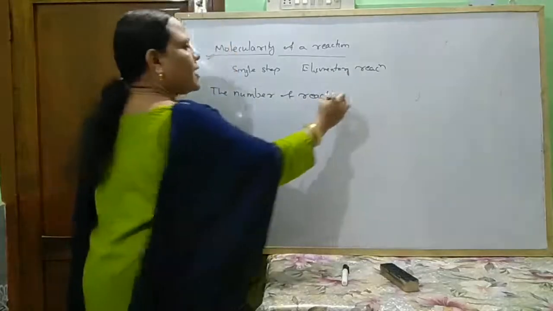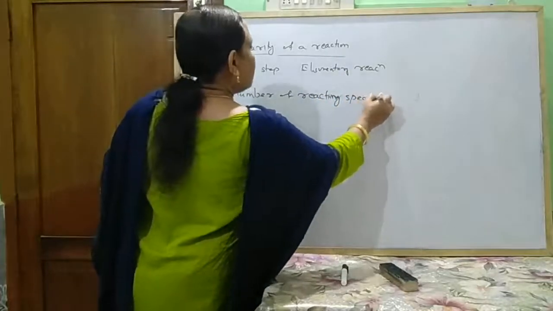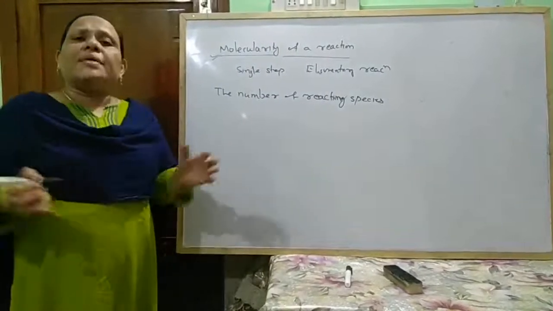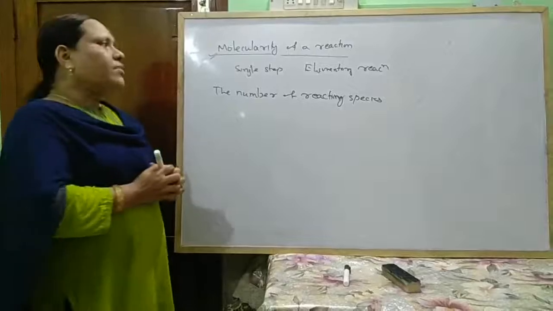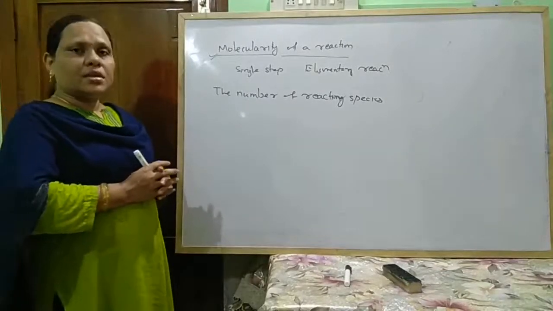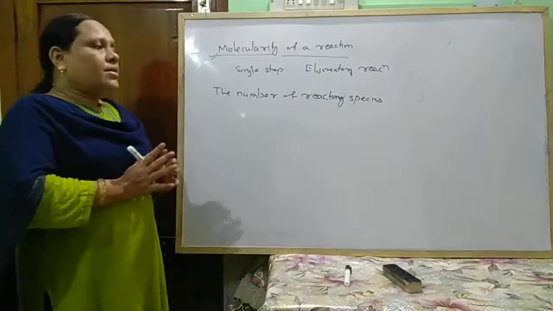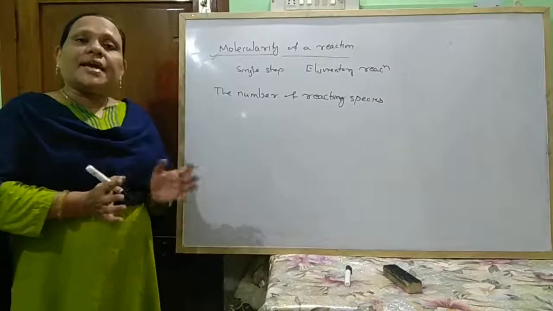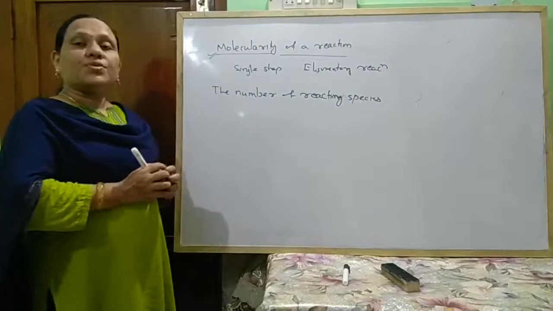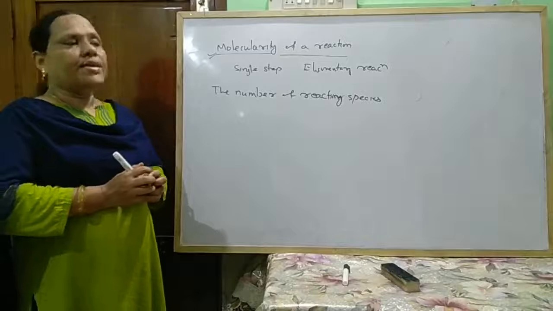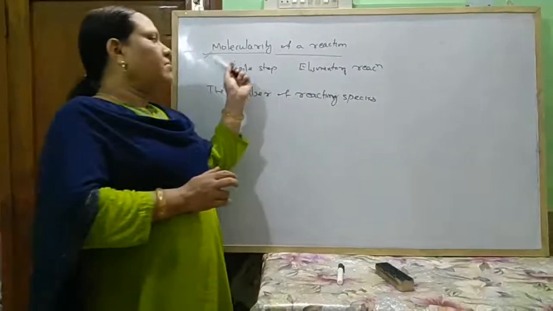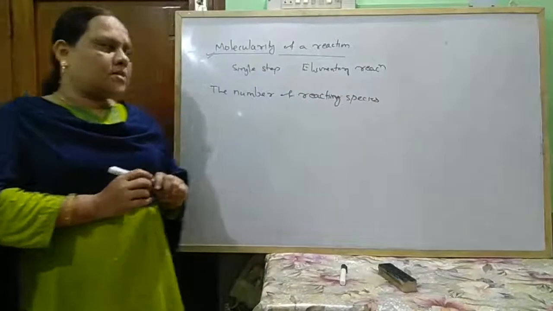The number of reacting species, that may be an atom, ion or molecule, which collide simultaneously to bring about a chemical reaction is known as the molecularity of a reaction, and this molecularity is simply determined from elementary reactions.